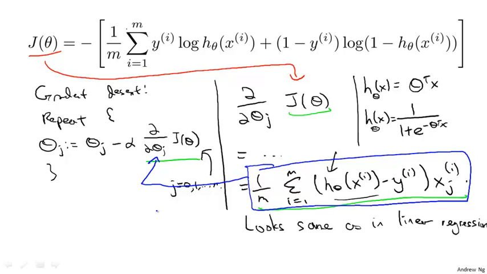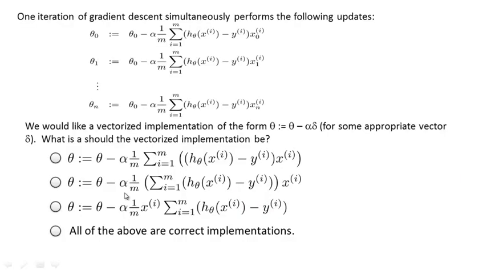Next, what I want to do is see if we can work out a vectorized implementation of this, similar to what we had for linear regression. Instead of updating theta 0, theta 1, and so on up to theta n in a for loop, we can think of this as a vector of parameters theta, and in the same way, let's see if we can figure out a vectorized implementation. In fact, I'd like you to try to do that.